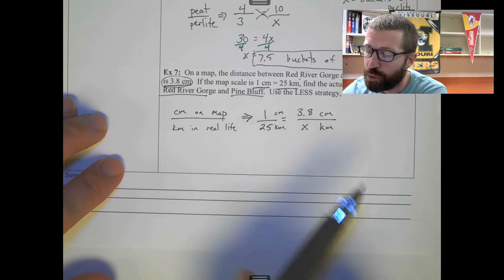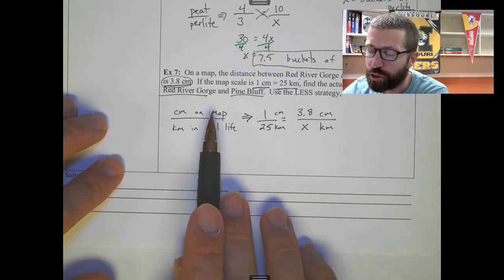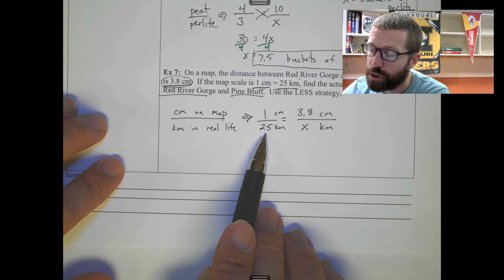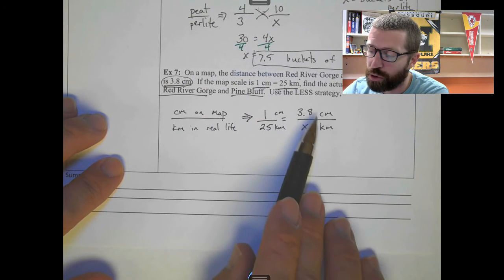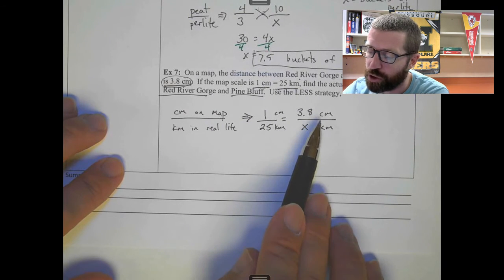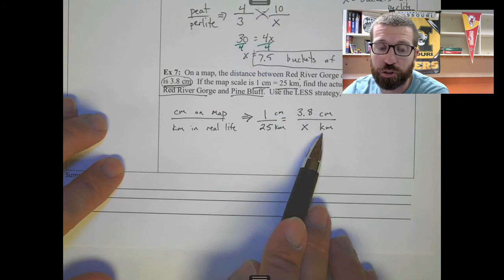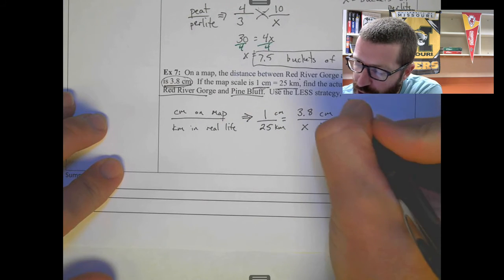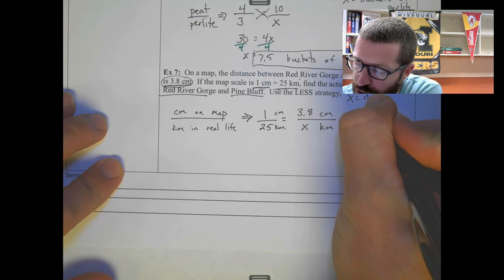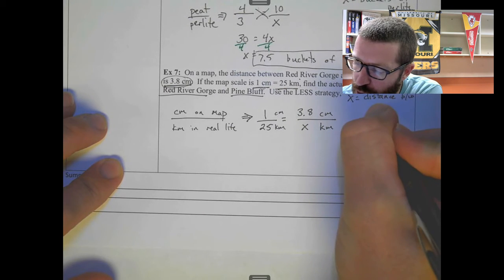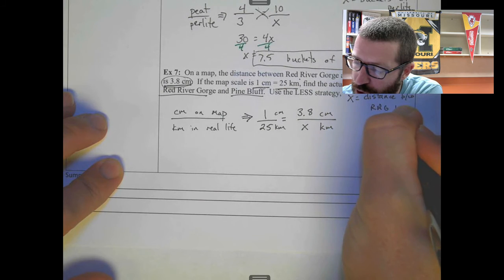But we've lined everything up. We figured out what we're comparing, centimeters and kilometers. We got centimeters on top, kilometers on bottom, and those could be switched as long as they flip over here, but centimeters and kilometers. You can also look left to right. So centimeters, centimeters, kilometers, kilometers. Everything looks good. So X is the distance between Red River Gorge and Pine Bluff.